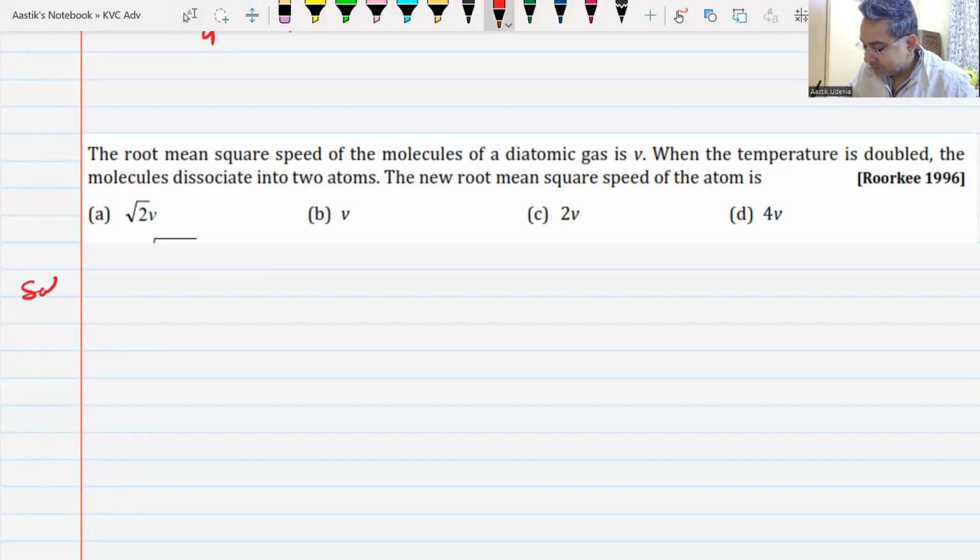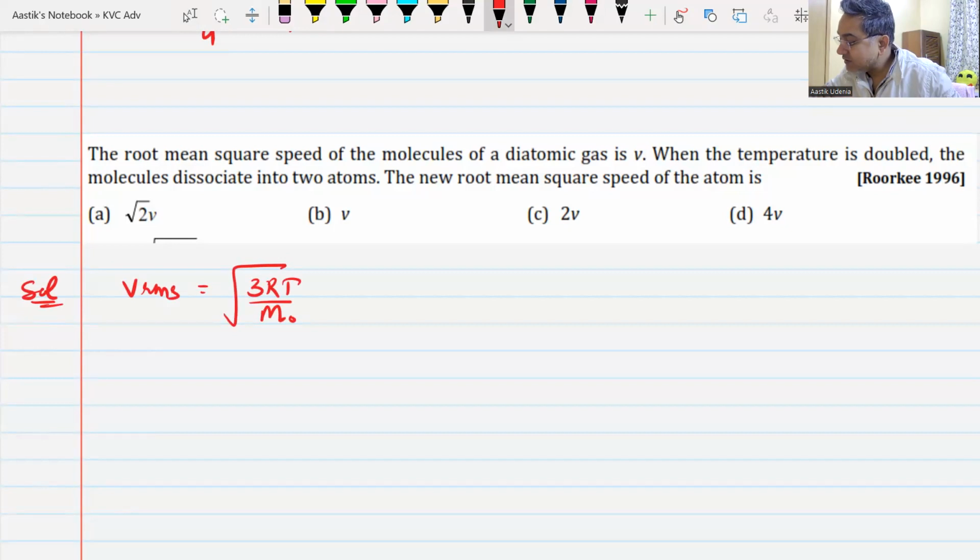So, again, sir, VRMS is root over 3RT by M. Temperature is doubled. So it becomes 2T. Molecules dissociate into atoms. So the molecular mass becomes half. Do we understand this? Yes or no? So it becomes M by 2. Yes, sir. So 2 into 2 becomes 4. Root of 4 becomes 2. And the answer is 2.